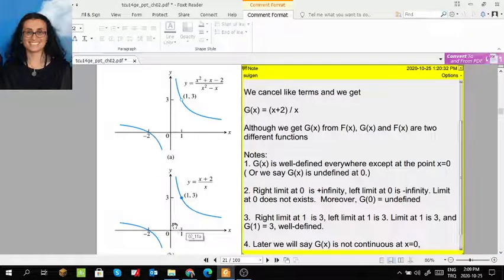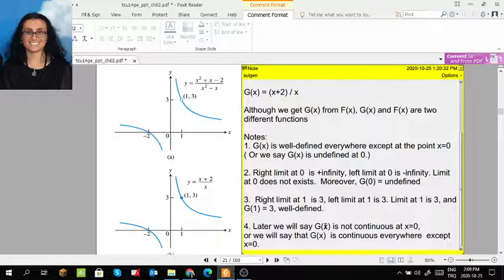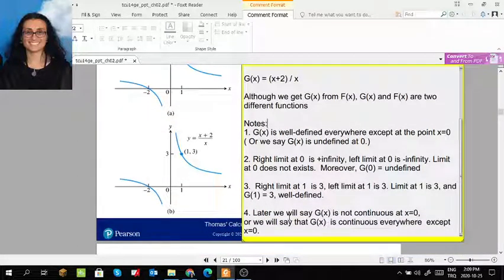The right limit at 0 is infinity, the left limit is negative infinity, and g of 0 is undefined. And how about 1? The right limit at 1 is 3, the left limit at 1 is 3, and the limit at 1 is 3. And g of 1 is 3, it's well defined, so all is good except 0. Later we will say that g is not continuous at 0, or that g is continuous everywhere except 0. You can also say that, okay?